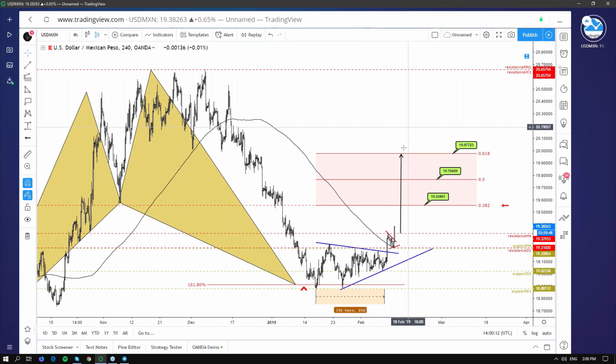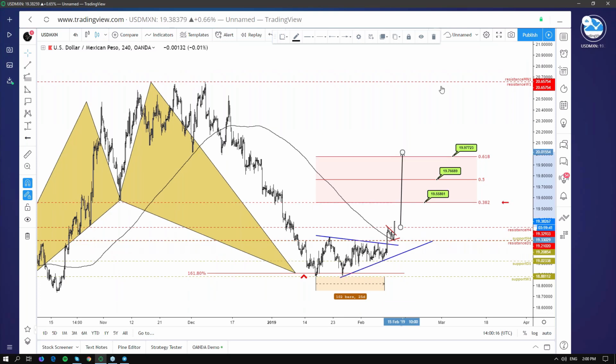So that said, following the idea from Blake, if the market decides to trade higher and break these monthly and weekly resistance, I will trail, and with a dynamic trailing stop behind, I will try to trail that position. So this is Mexican peso.